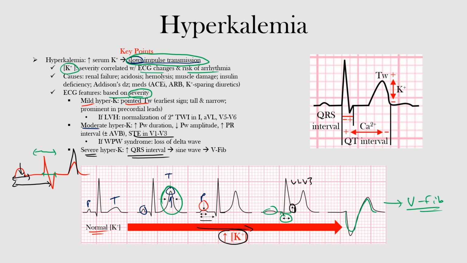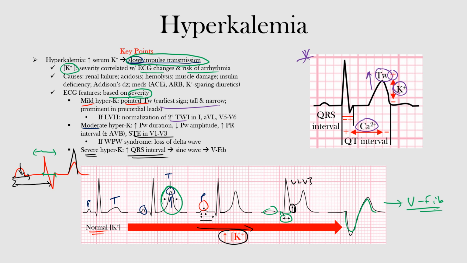Notice in our image here, before we were talking about calcium, now notice our potassium here. If we're going up in potassium levels, we're going towards the positive, and notice that our T waves will get larger. So this is a basic recap you can use for electrolyte disturbances, for all of them. If we increase potassium levels, our T waves become pointed, and that's the earliest sign that we see, and the most common one you'll hear talked about. Now, if the patient has left ventricular hypertrophy, you may instead see normalization of the secondary T wave inversion in those lateral leads: I, aVL, V5, and V6.